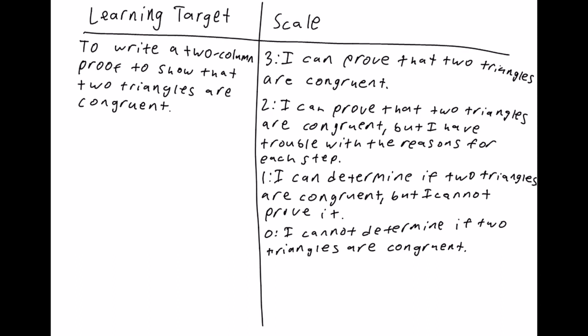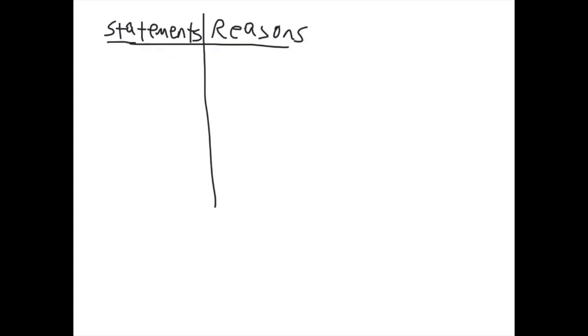2, you can prove that two triangles are congruent, but you have trouble with the reasons for each step. 1, you can determine if two triangles are congruent, but you can't prove it. So essentially what we did in the previous lesson. And 0, you cannot determine if two triangles are congruent. Let's get started. Alright, so just a quick reminder on what a proof looks like.